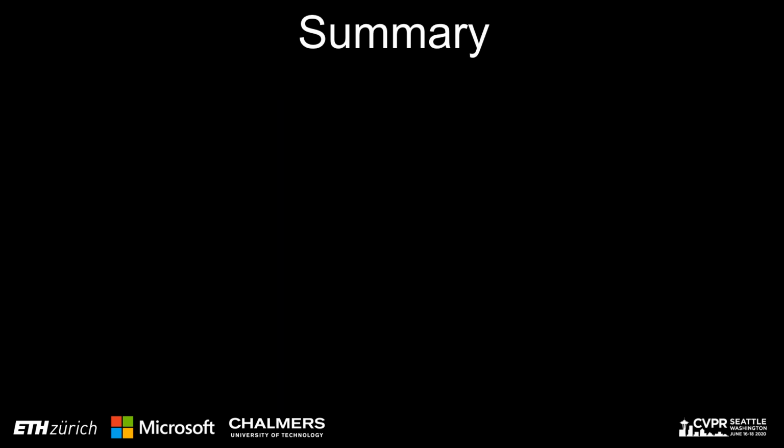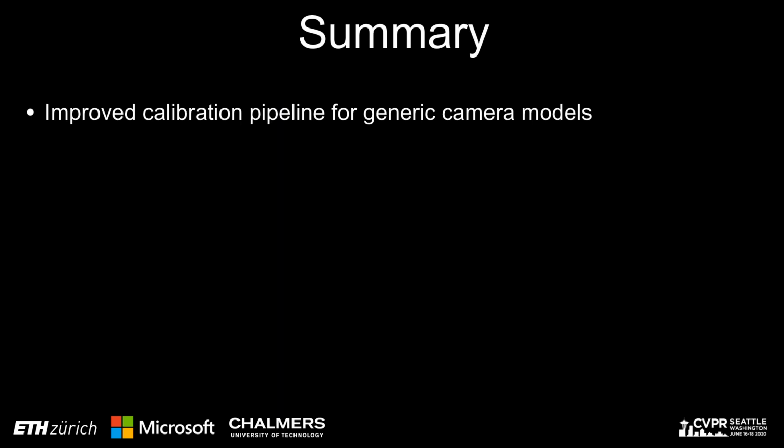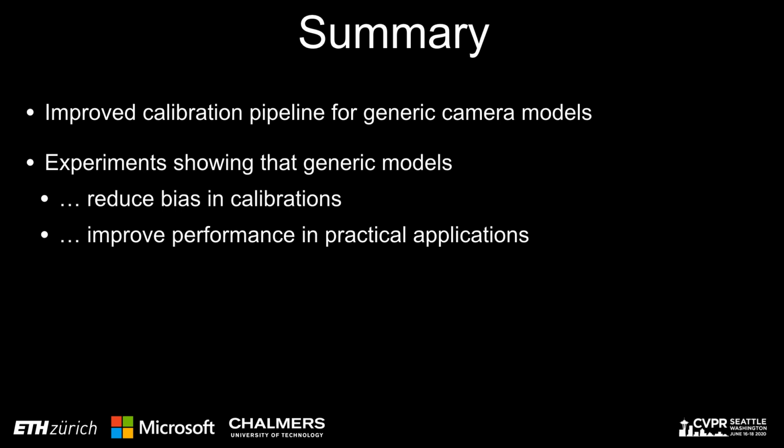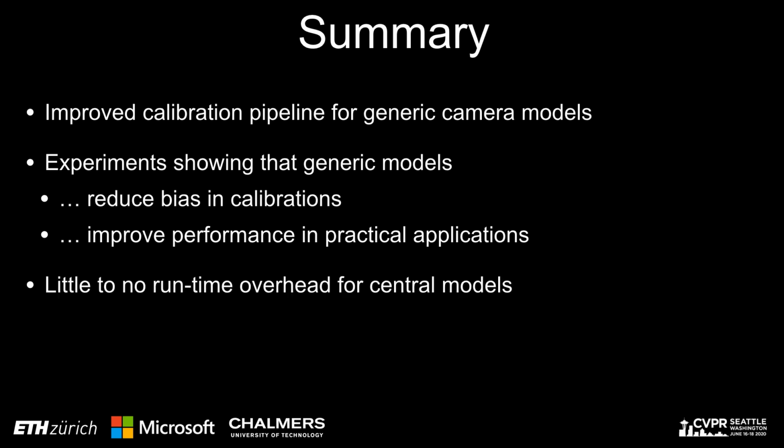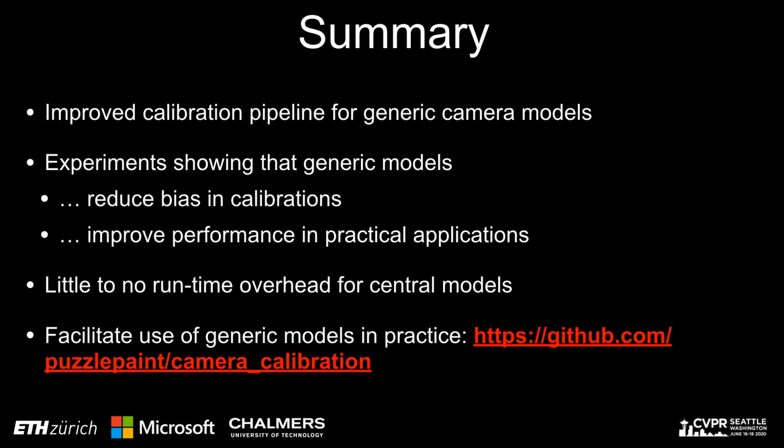In summary, this paper presents an improved calibration pipeline for generic models and shows experimentally that such models reduce bias in calibrations and improve performance in practice. At the same time, there's little to no runtime overhead when using central models. We believe that generic models should be used more often in practice. To facilitate this, we make our source code publicly available.